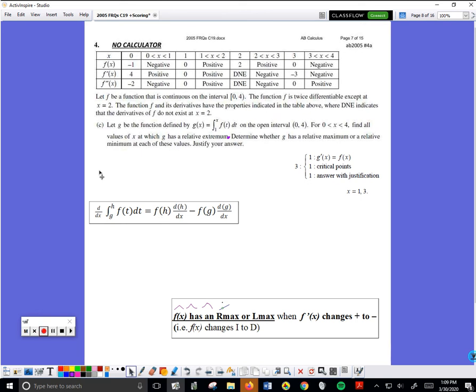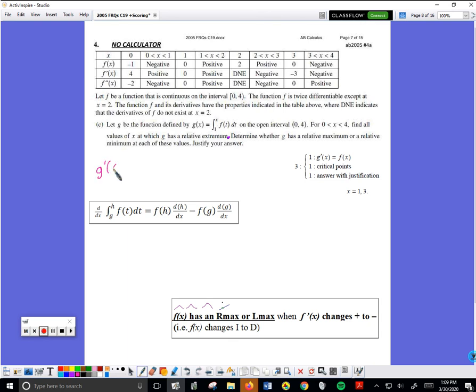So G prime is going to equal f. I plug in the upper limit, plug in h. I have d over dx, because the input variable is x, of the upper limit. So that's equal to 1. Subtract the exact same thing for the lower limit. This is 0, this is 0, this is 1.